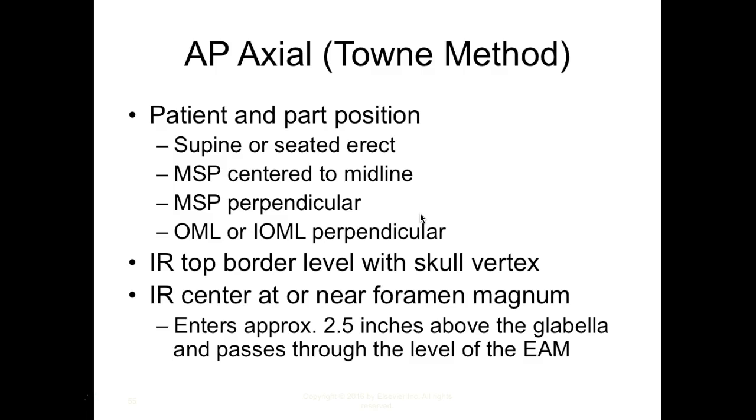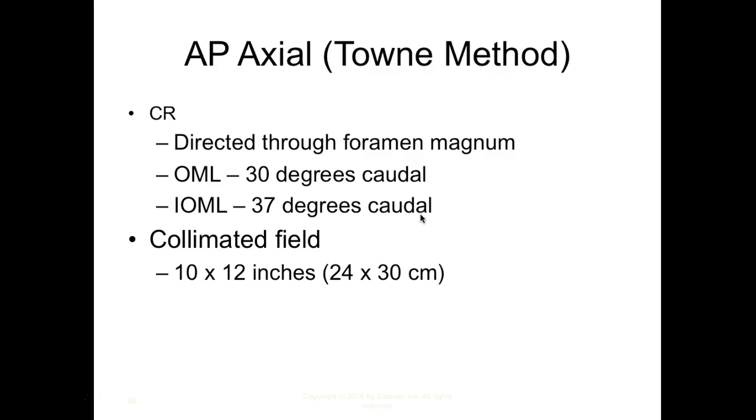So you want the IR, so your image receptor, the top border level with the skull vertex. So you want the top of your IR at the top of the skull. So your IR is centered at or near the foramen magnum, and you're going to have the light come through or near your foramen magnum, which is about 2.5 inches above the glabella and passes through the level of the EAM. So you can do it either way. I know Jeremy and I both accept both answers. So the CR is directed through the foramen magnum.